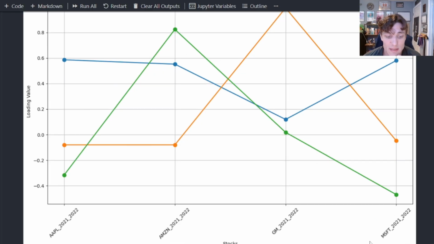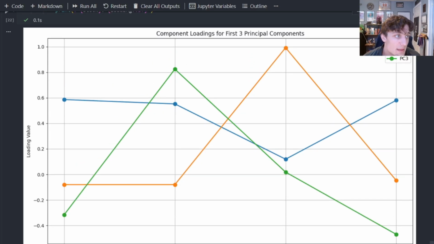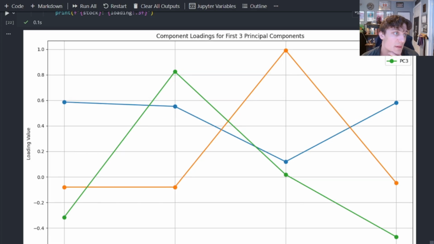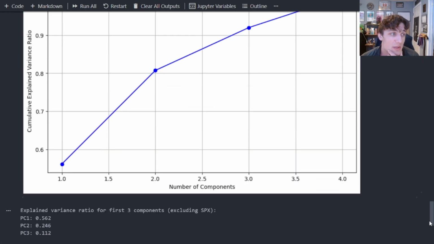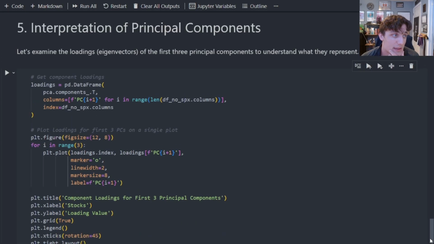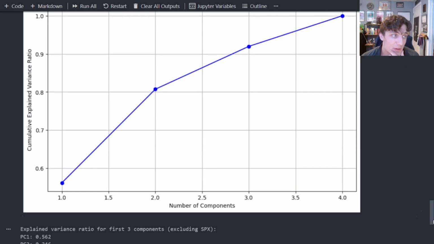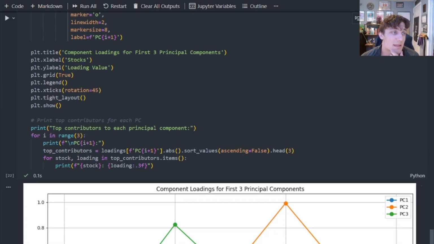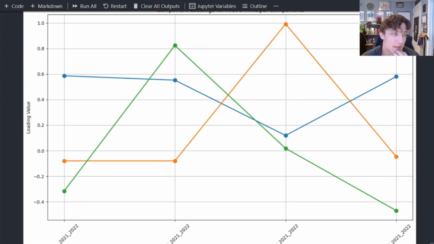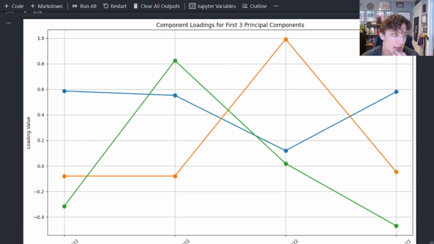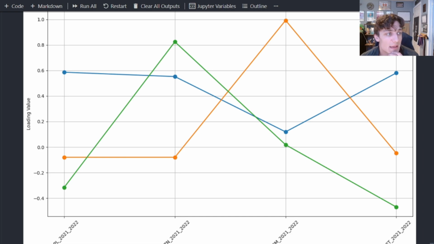So this is the interpretation of the loadings, and this is the interpretation of each principal component up to the third principal component. And again, that's going to explain most of the variance in our data, and I would say that that is sufficient. We need not use all of them. There's no point in using all of the principal components. That defeats the purpose of going through PCA in general.